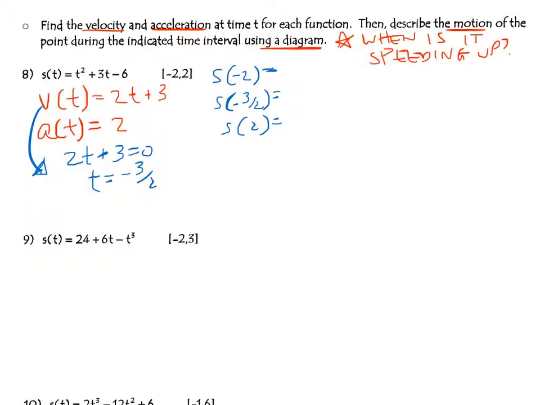So when we plug -2 into the original function, we're going to get -2 in parentheses squared plus 3 times -2 minus 6. And that comes out to be -8. If we put -3/2 back into the original function, we end up with -8.25. And if we put 2 back into the original, we end up with a position of 4. So we're going to sketch a diagram on the number line, really above the number line, for the position from t equals -2 to t equals 2. So our points we've got here, I'm going to plot 0, 4, and -8.